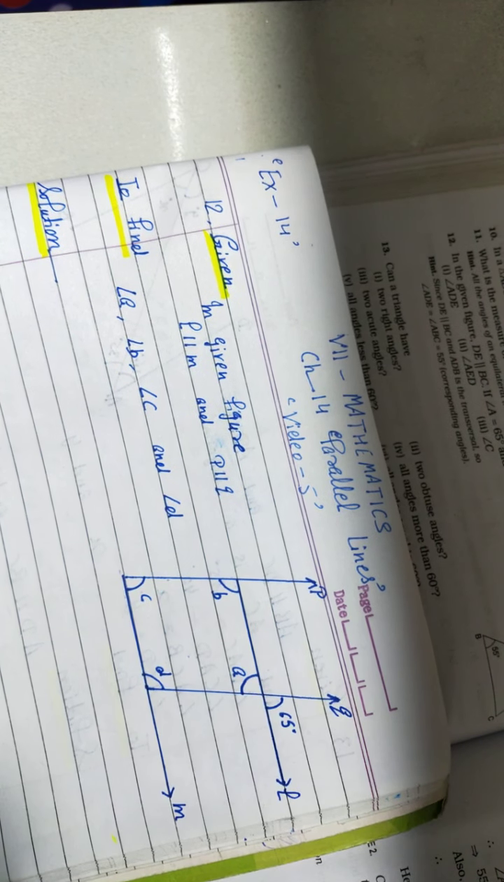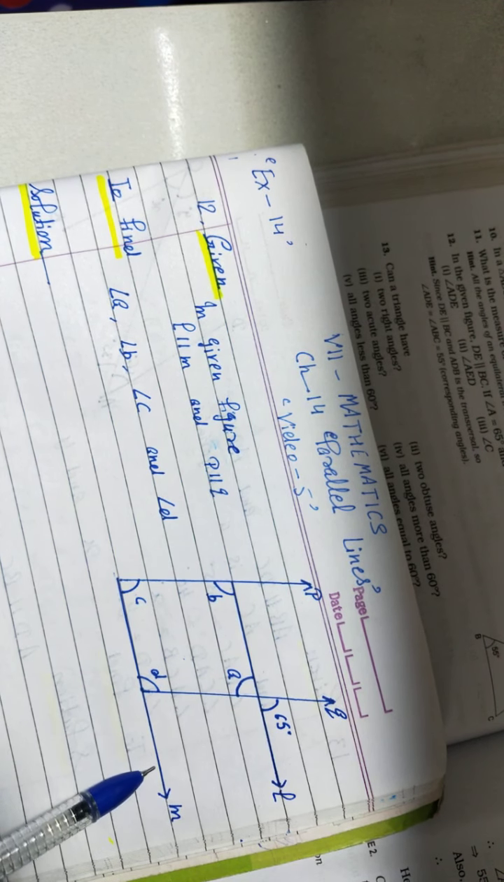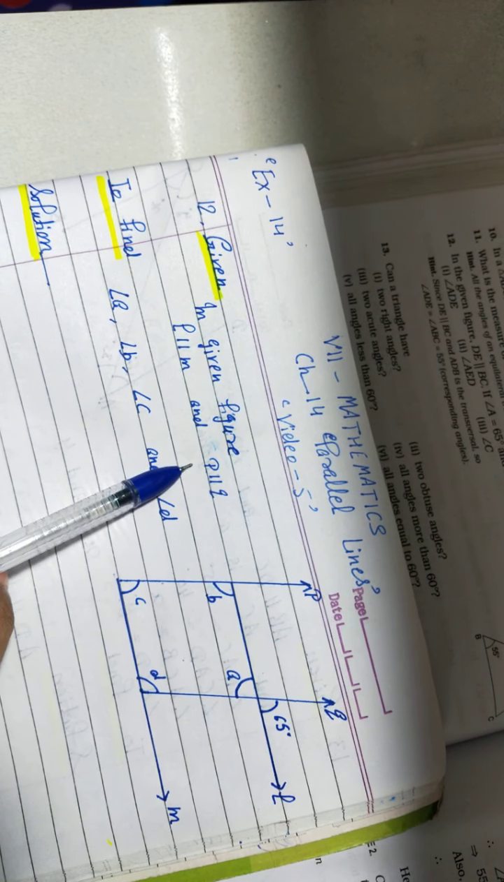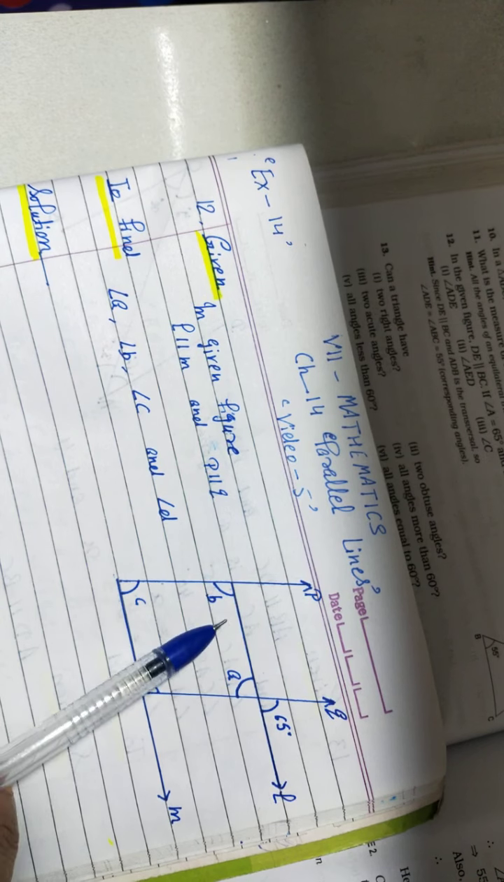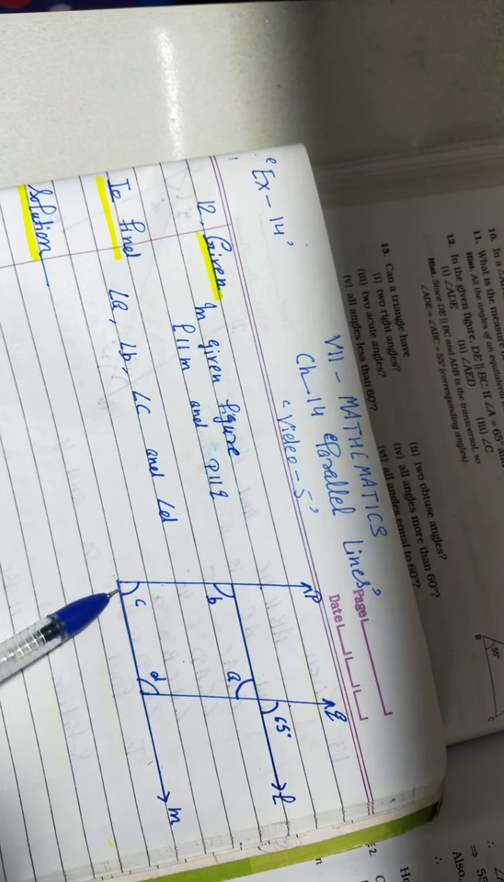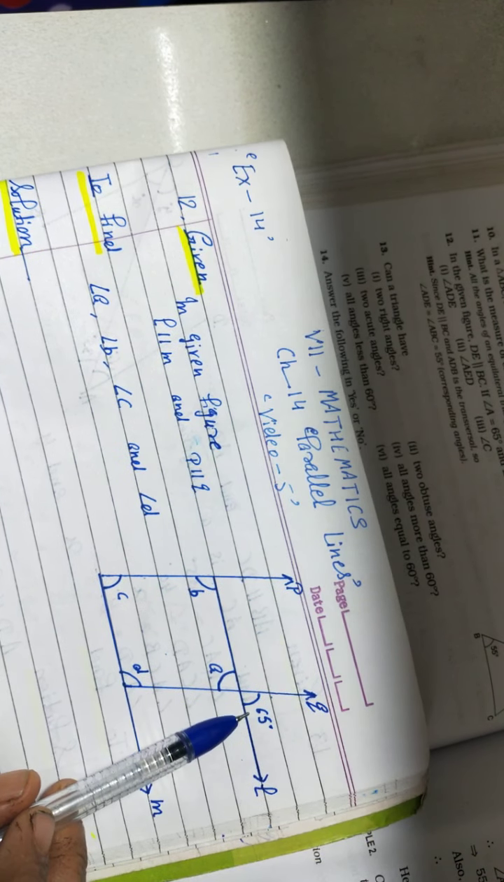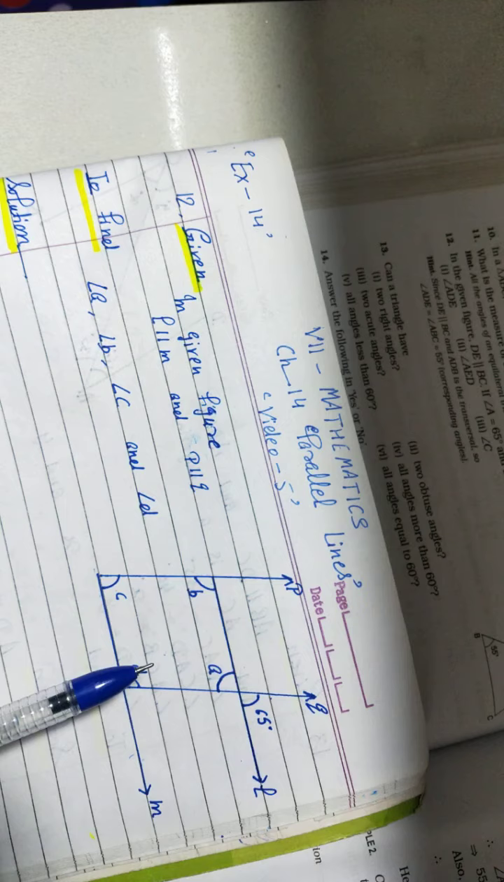You can see angles A, B, C and D, where L and M are parallel lines. P is parallel to Q. Getting? And you can see these are the angles A, B, C, D. We have to find these angles. We have been given this angle as 65.